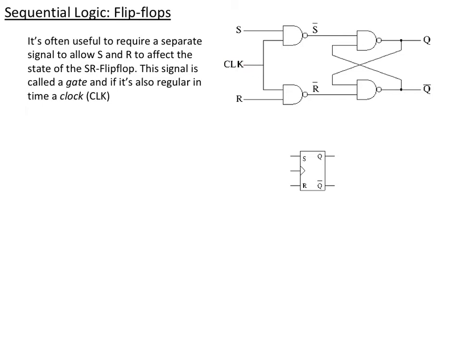So if the clock is true and S is true, then I can get my signal in, but I flipped it over, so it's an S bar, not an S, that comes through, and that will now set Q. Notice Q is on top in this configuration. I've added an extra input here, and if my gate is a regular signal coming every so often at a regular frequency, I call it a clock. CLK is short for clock.